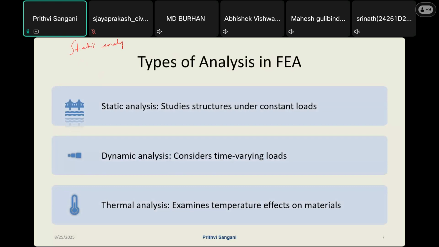So static analysis, what does it mean? Static means it has to stay there, but usually there is no truly static loading. For example, we have a big frame structure, and you have dead loads plus live loads acting onto the structure. Why do you assume that these are static loads?